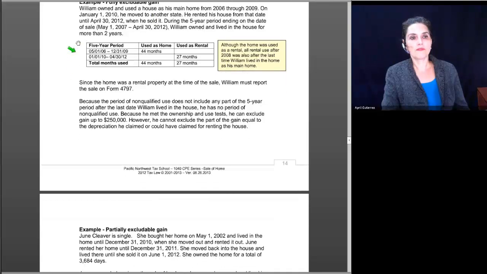So let's look at the 5-year period. We have a period of use in the 5-year period, the final 5 years of ownership, that 2 out of 5 year rule. We can look at when he used it as his main home, and it's a total of 44 months, and it's all before the period that it was used as a rental. So we have 44 months of personal use followed by 27 months of business use. So although the home was used as a rental, all rental use after 2008 was also after the last time William lived in the home and used it as his main home.